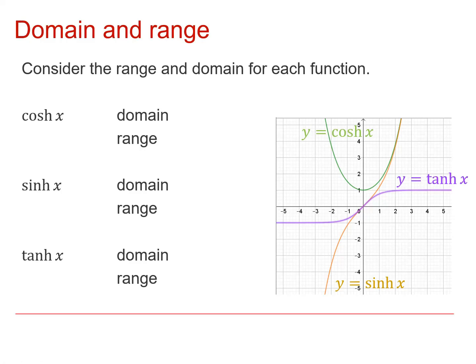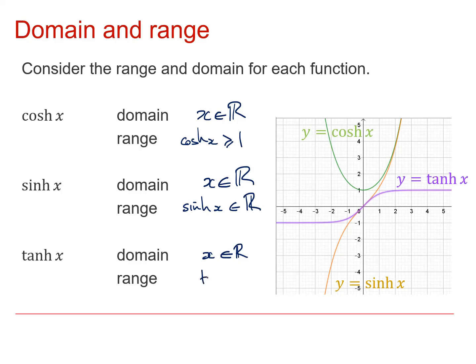So let's look at the domain and range for each of these functions then. The domain for cosh x, well, it can be any value at all, so we say that x is a real number, and indeed for sinh x we get the same thing. X can be any real value, and similarly for tanh x, x can be any real number. The range, well, cosh x is greater than or equal to 1, and we saw that earlier on in this video. Sinh x can take any value at all, so sinh x can be any real number. And as we've seen earlier on, tanh x lies between 1 and minus 1. It's asymptotic to these two values.